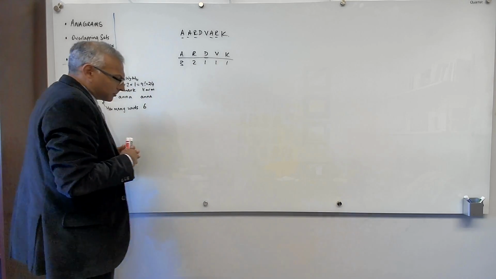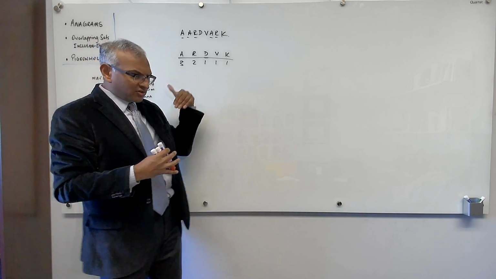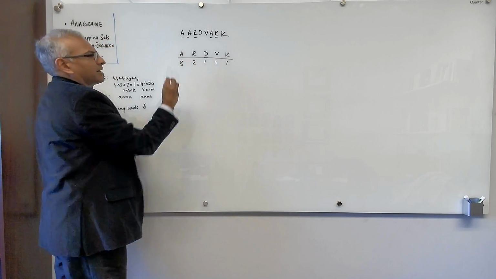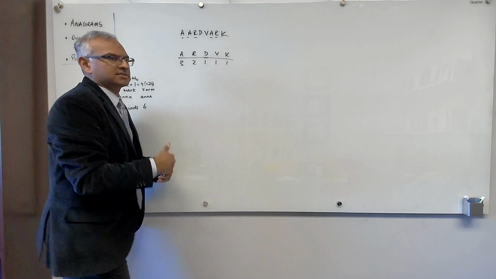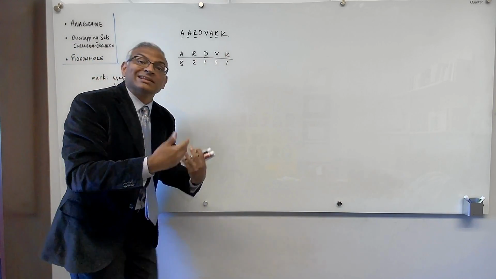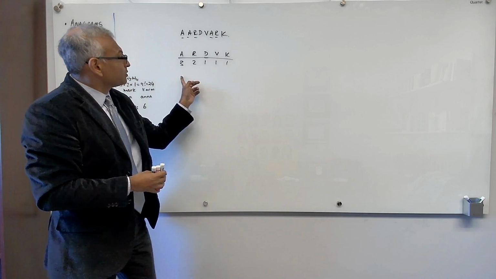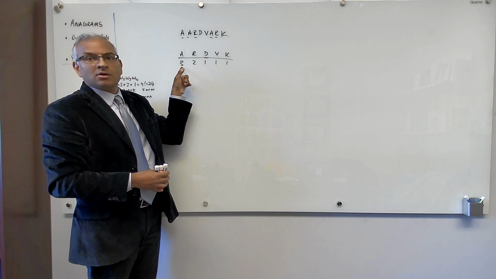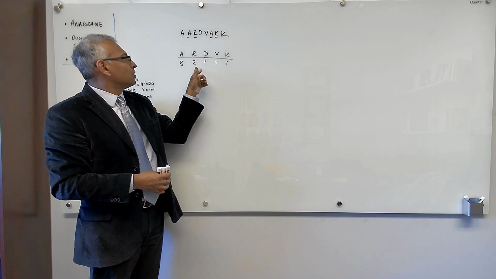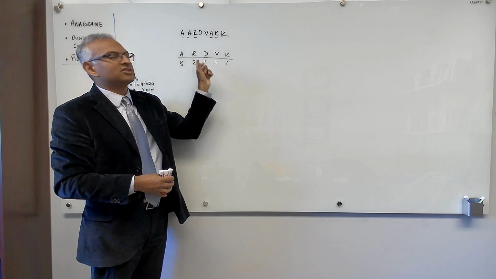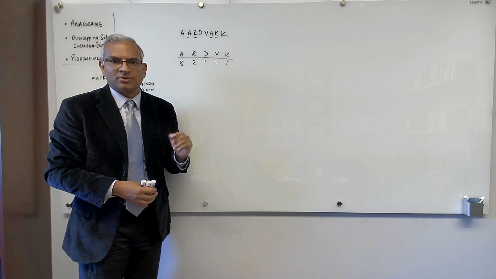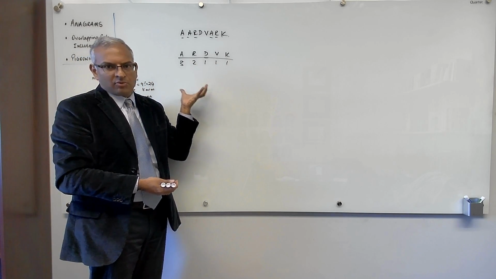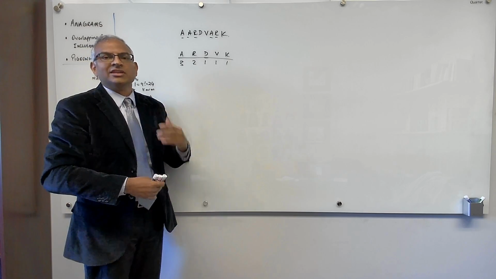If I were to generalize this question, I could think of the A as a type of object, the R as a type of object, the D, V, and K as types of objects. They happen to be different letters. I'm asking for a sequence of length 8 in which there are 3 of type 1, 2 of type 2, and 1 each of types 3, 4, and 5. So I have different types of objects, and I'm interested in a sequence in which I'm required to place a certain number of each type of object.